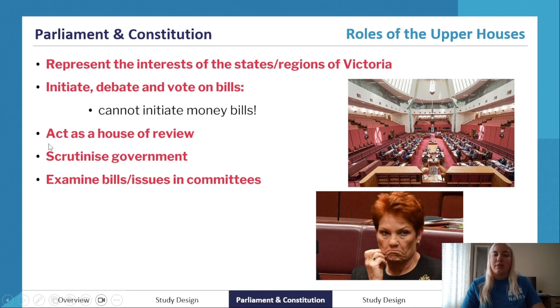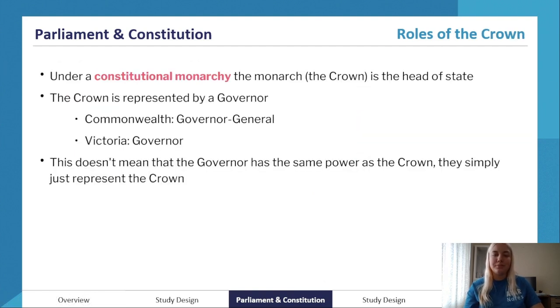They also act as a house of review, if the bill is coming to the upper house second after being introduced in the lower house first. They also scrutinize government, so examine flaws in a proposed law, and scrutinize the motivations, I guess, of the government party. And they can also examine bills or issues in committees and parliamentary committees. So hopefully that's all confident. I feel like I've given quite a good explanation for each role that we've looked at.